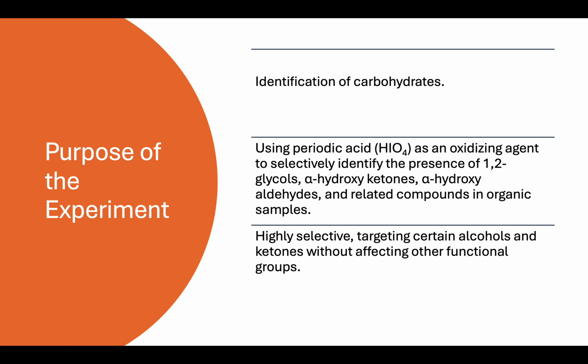So, what is the purpose of the experiment? The purpose of the experiment is the identification of carbohydrates, but mainly to identify compounds that contain vicinal diols, alpha hydroxyaldehydes, or similar oxidizable groups. But why do we use this test? This test is highly selective, meaning that it targets certain alcohols and aldehydes without affecting other functional groups. So basically, when we use this test, we would know what type of carbohydrate we have.